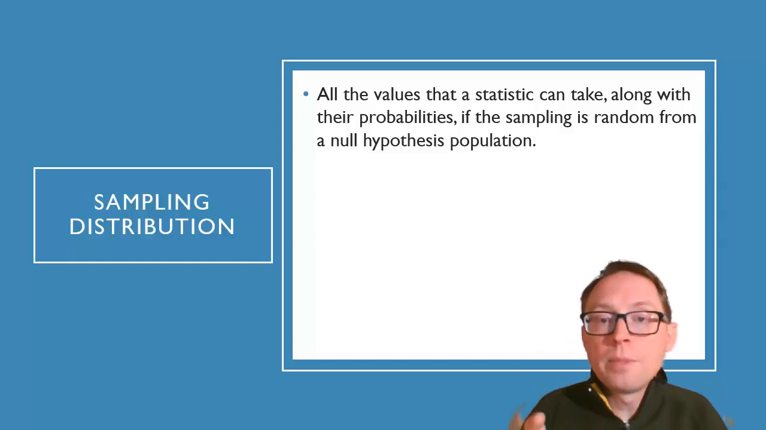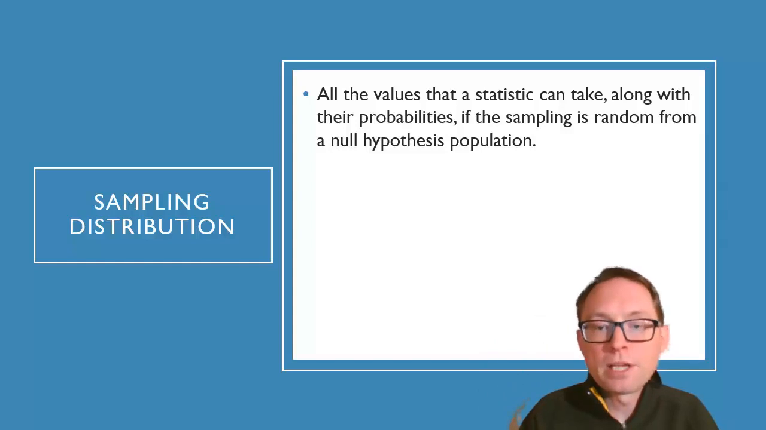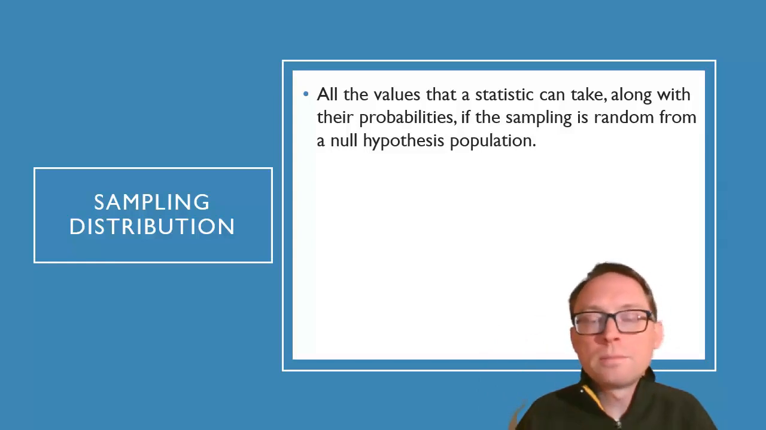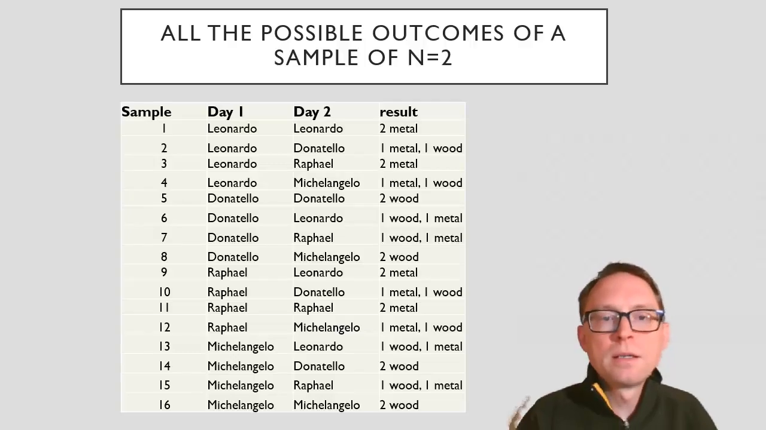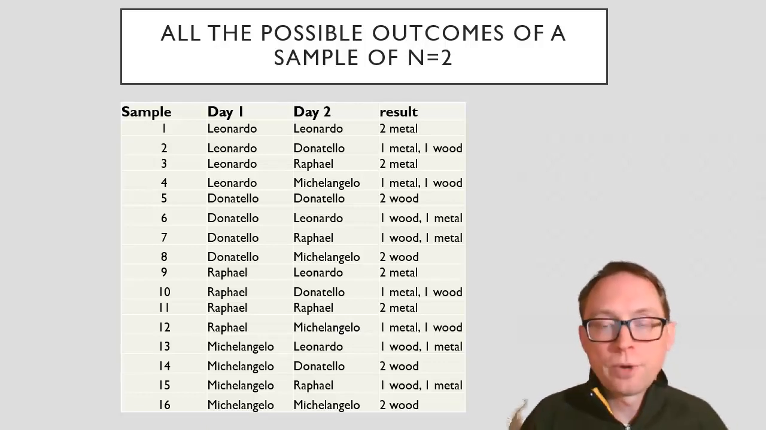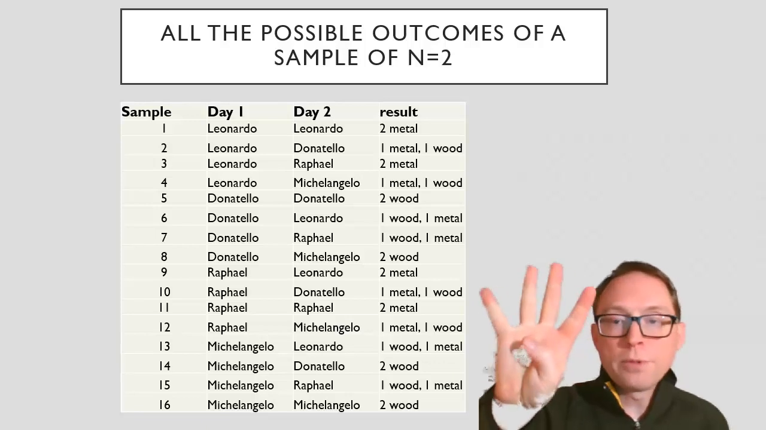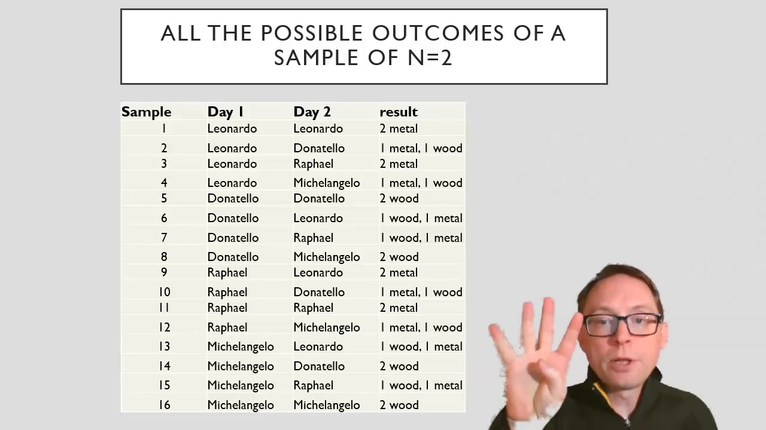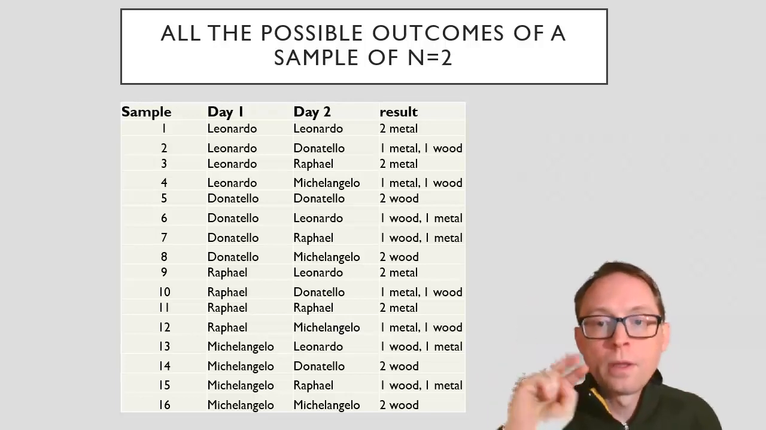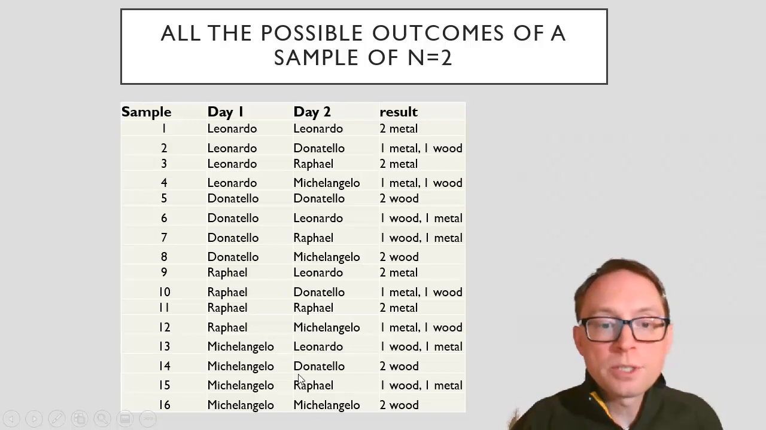Along with their probabilities, if the sampling is random from a null hypothesis population, saying, if everything is normal and you're replacing, what would be the probability? So this is a list of all of the possible samples if n equals 2, right? So I've got only 4 turtles in the population, right? And if I take a sample of 2 turtles, then here are all the possible samples that I could do. There's 16 possible samples that could happen.